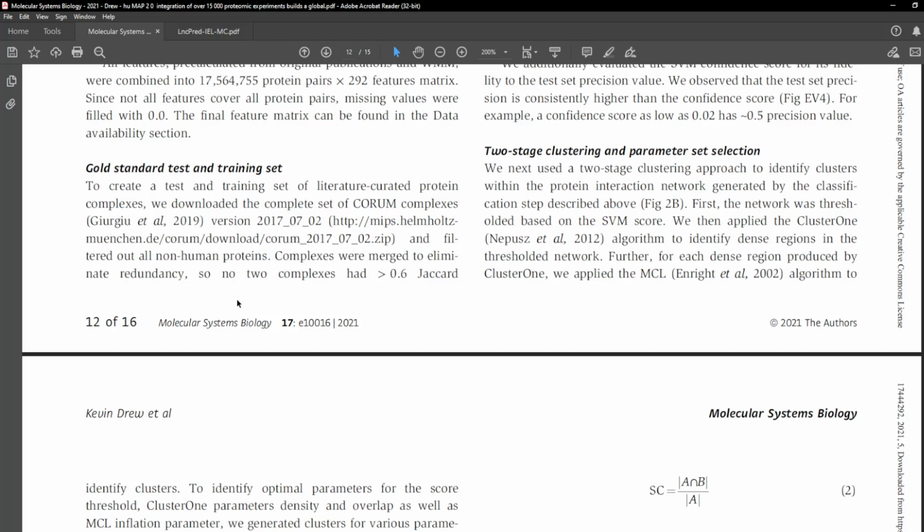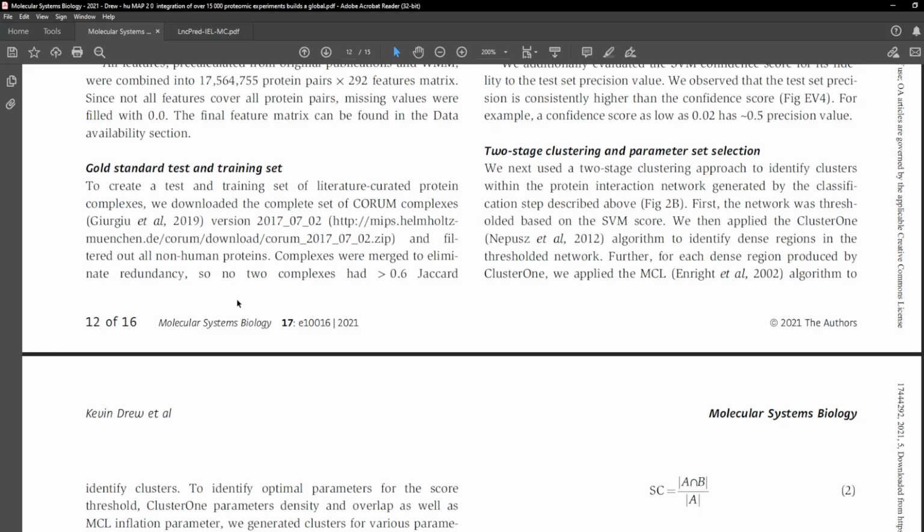Complexes were merged to eliminate redundancy, so no two complexes had greater than 0.6 Jaccard coefficient. Complexes were then randomly split into test and training sets. A complex was removed from the test or training sets if any pairs of proteins overlapped in the other set. Large complexes greater than 30 subunits were removed from the test and training complexes.